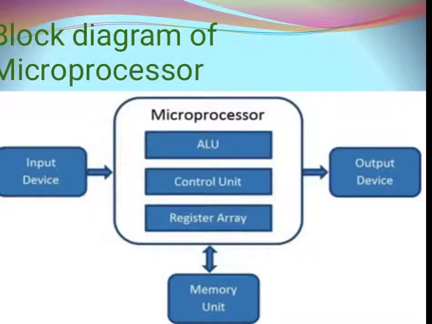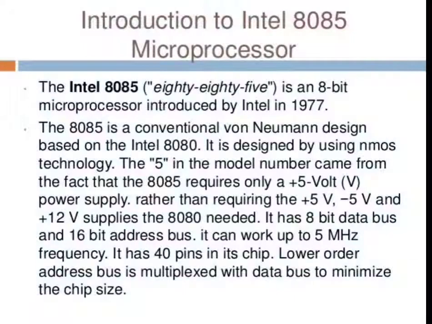Now see the introduction of the Intel 8085 microprocessor. We call it Intel 8085 or 8085. It is an 8-bit microprocessor. It was introduced by Intel Corporation in 1976 to 77. Actually, it was released in 1976, but don't get confused about the year. In some textbooks, it is said to be developed in 1974, but it was released in 1976 only.